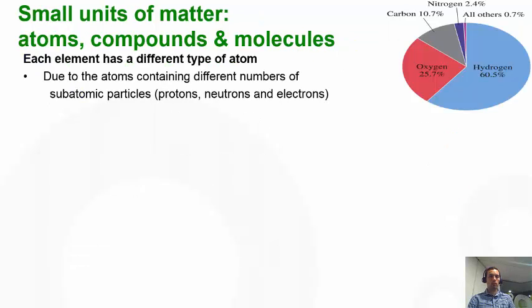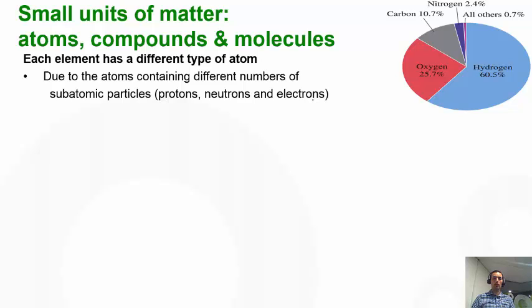So as I told you earlier, each element has a different type of atom, and that different type of atom comes down to the number and type of the subatomic particles, and that's the protons, neutrons, and electrons. So for example, carbon and oxygen each have different atoms because they have different arrangements of subatomic particles within those atoms. On the atomic level, all atoms kind of look the same in terms of having that nucleus and the electrons around the outside.